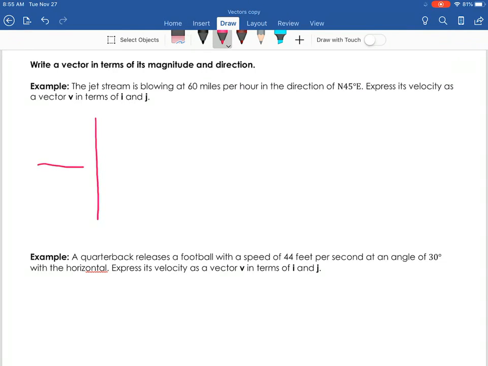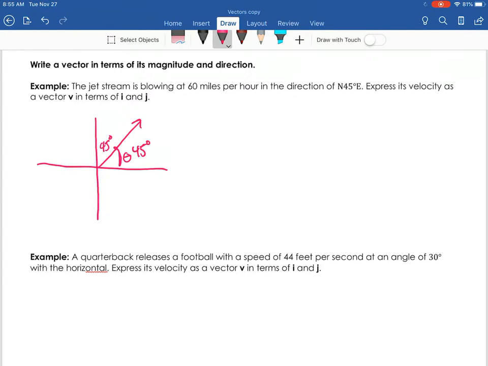So, I have a wind blowing north 45 degrees east. So I start off looking north and then I swing open 45 degrees east. So that means, what's this angle here? What's the angle of my vector? 45, yeah.